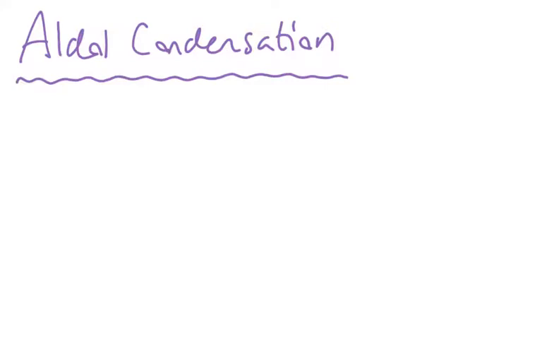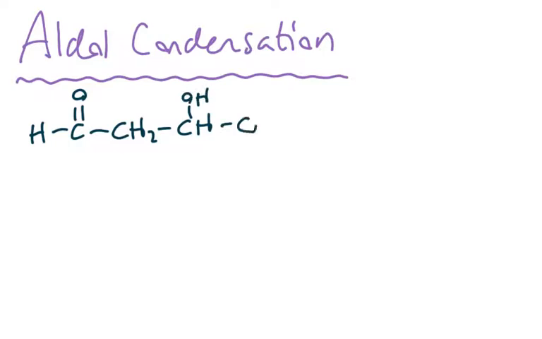Let's talk about aldol condensation. So an aldol has an aldehyde, or actually it can also be a ketone, and it has a hydroxyl group, or an alcohol group. So one type of aldol may look like this. There's the ald and there's the ol. So how do we make this?